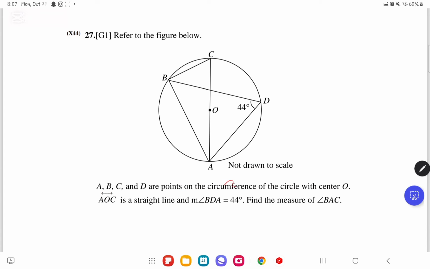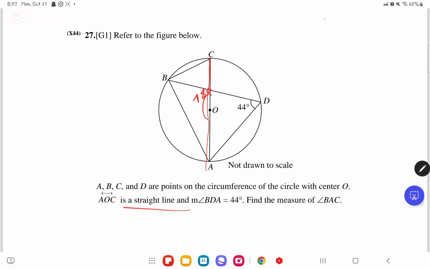A, B, C, and D are points on the circumference of the circle with center O. AOC is a straight line and measure angle BDA is 44 degrees. Find the measure of BAC. Very simply, we use our given. We know that AOC is a straight line. So if it's a straight line, that means its measure is 180.